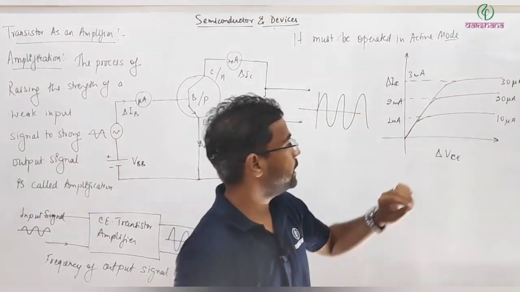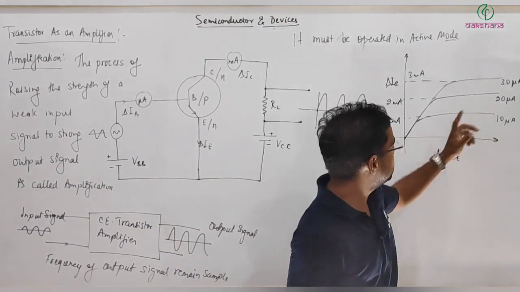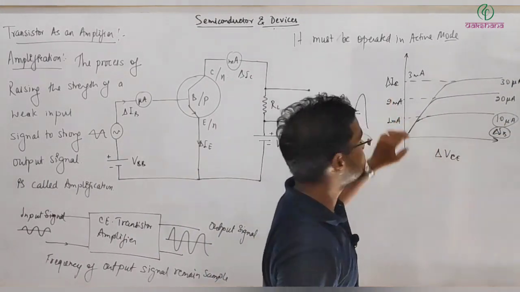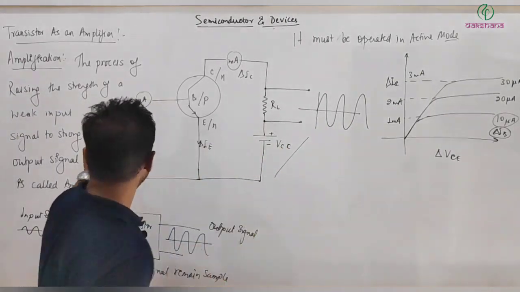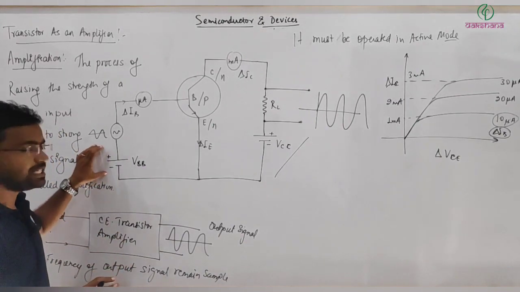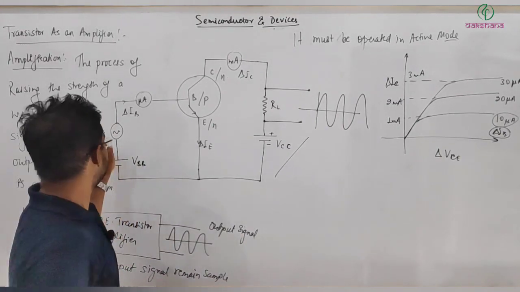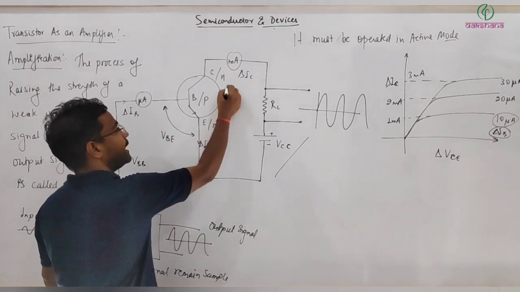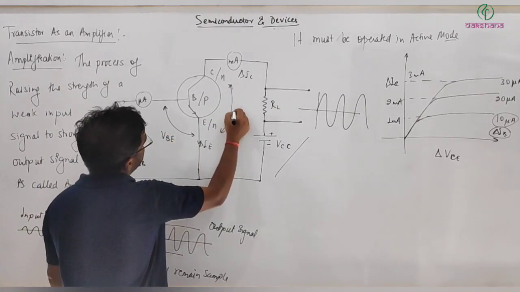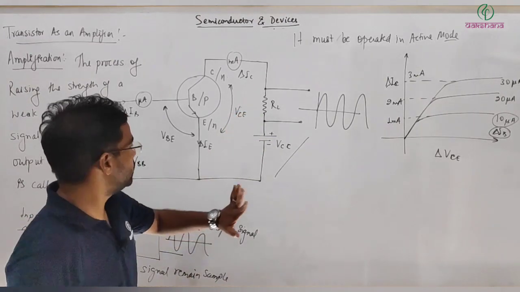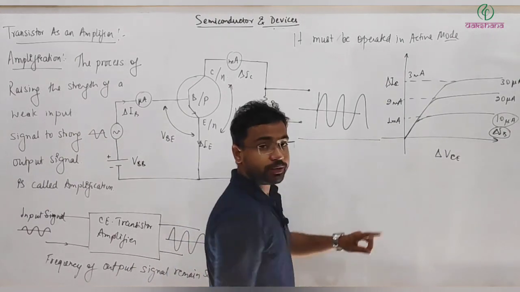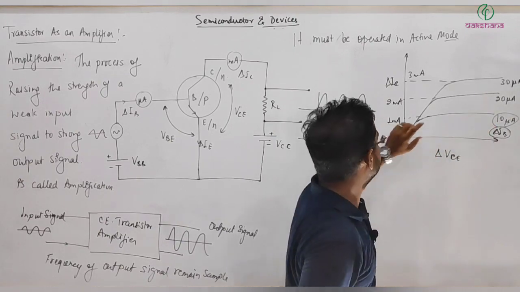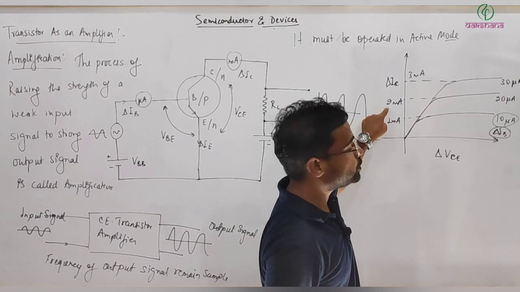Now, when there is some change in the input current, this is your delta IB, and this is your delta IC. The DC simply maintains a constant current, but the signal will increase or decrease this input voltage. So you can see this will be delta VBE, and this potential drop I will write as delta VCE. Here, when the input changes from 10 microampere to 20 microampere, you can see the output current changes from 1 milliampere to 2 milliampere.